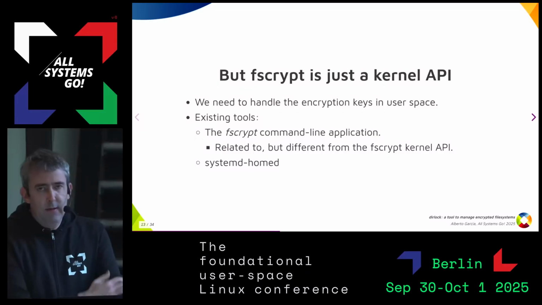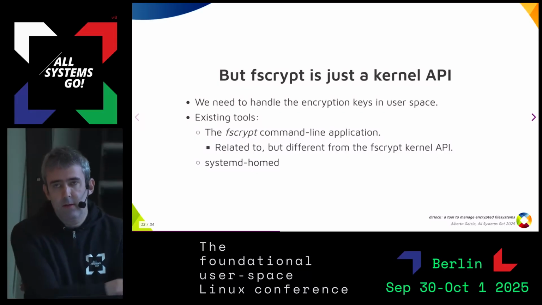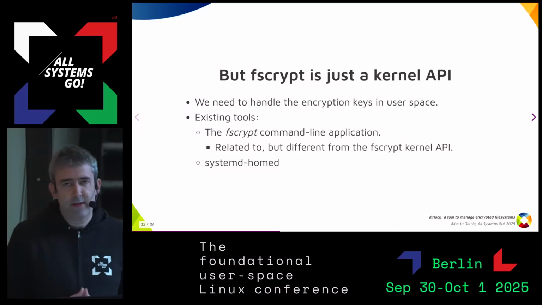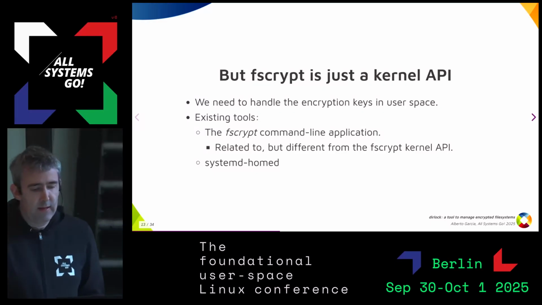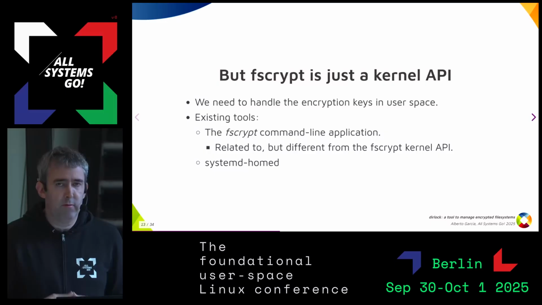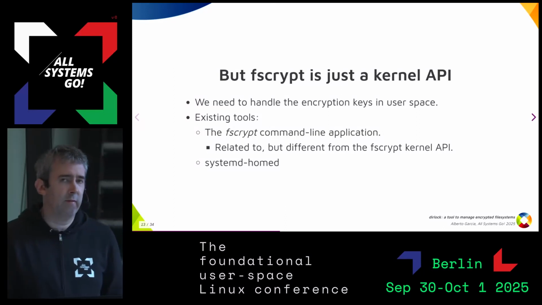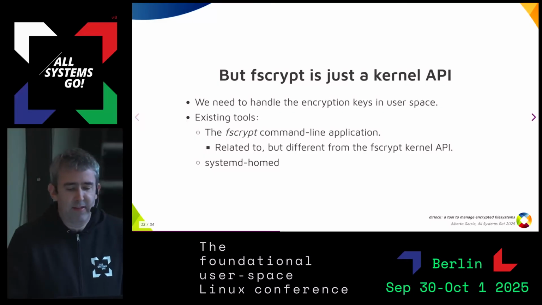But fscrypt is just the kernel API. So the way it works is that you give the kernel an encryption key, and the kernel takes care of protecting your files. But you, meaning user space, are responsible for keeping that key safe and storing it somewhere safe. For that, the API doesn't concern itself. You are supposed to take care of it, and you're basically free to do it.